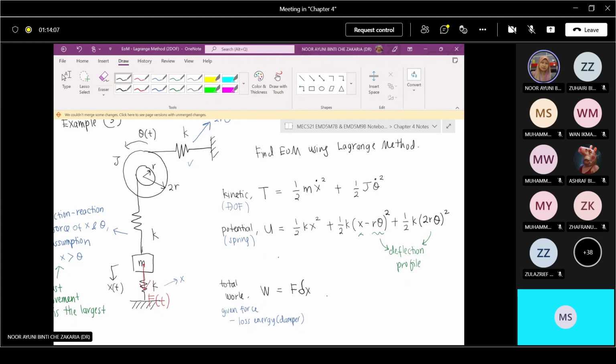So do we have any? If you have a moment at this, dekat J tu ada moment, kena darab lah moment dekat situ. So kita letak satu saja sini. And minus the lost energy, which is related to damper. We don't have any damper in the system. 0.